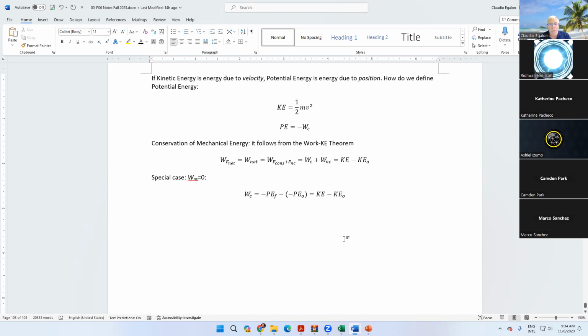And now we are going to have something very interesting. We're going to get final potential energy is going to sum up with the initial potential energy. And then what do we get? We get what we call the law of conservation of mechanical energy. Okay, here you go. That's going to get it.